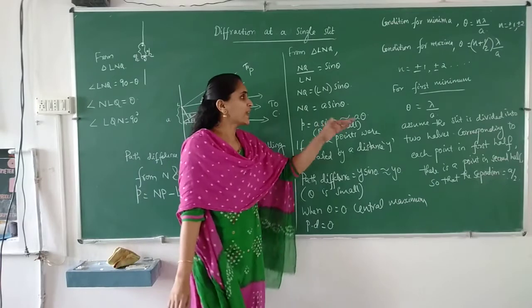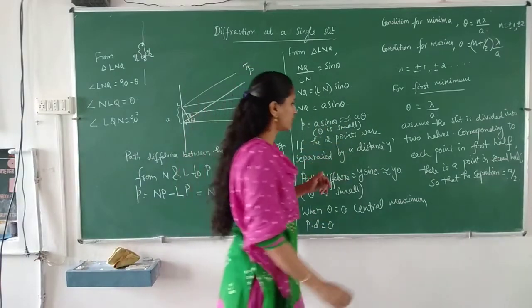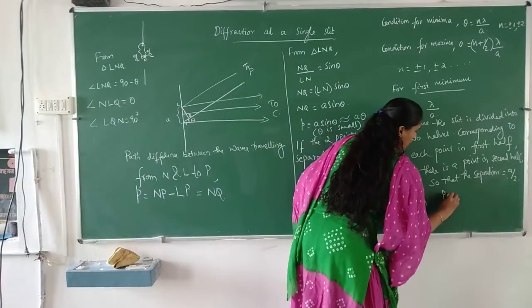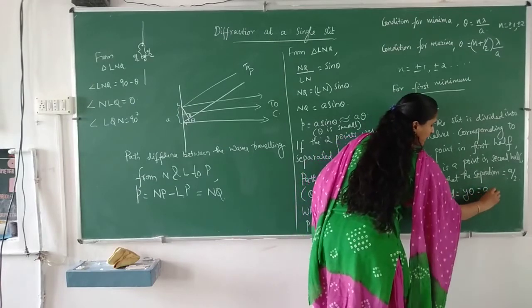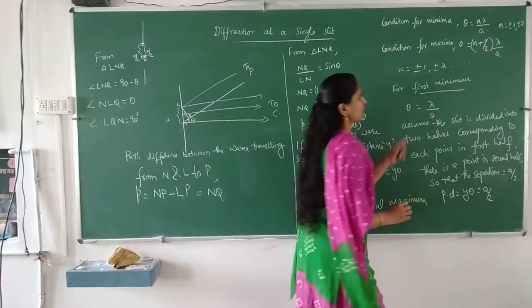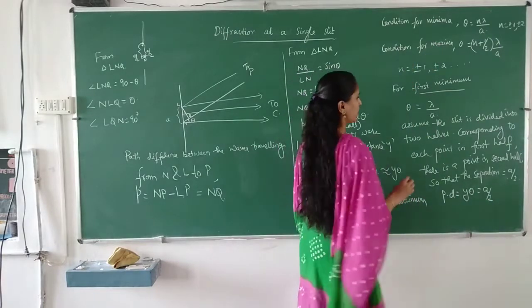Now we can find the path difference. The path difference is equal to y theta. So instead of y, we can write a by 2, and theta corresponds to the first minimum, lambda by a.